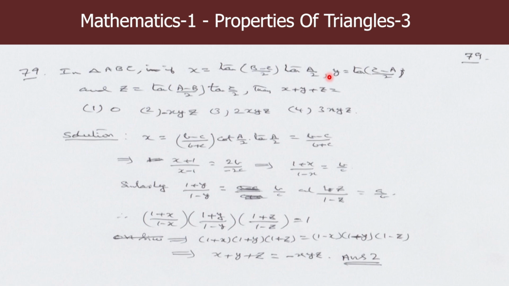Now when you multiply all these, (1 plus x) by (1 minus x) into (1 plus y) by (1 minus y) into (1 plus z) by (1 minus z), you will get 1, which shows that (1 plus x) into (1 plus y) into (1 plus z) is equal to (1 minus x) into (1 minus y) into (1 minus z). So if you simplify both sides, you will get x plus y plus z is equal to minus xyz.